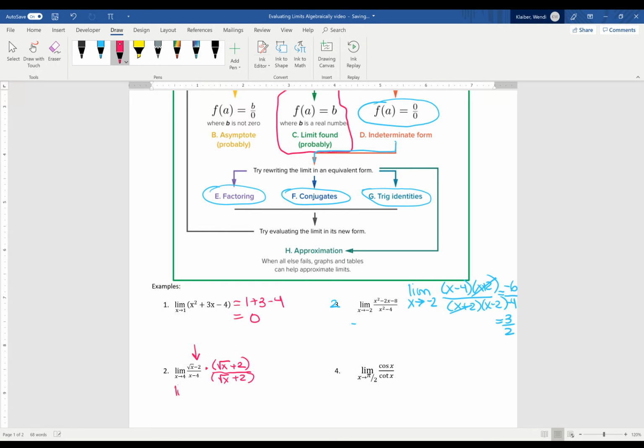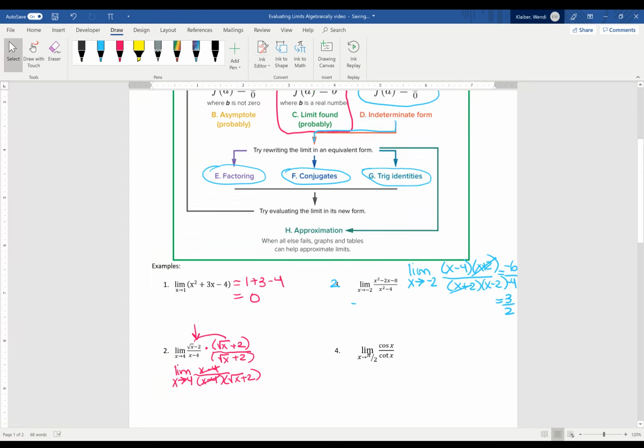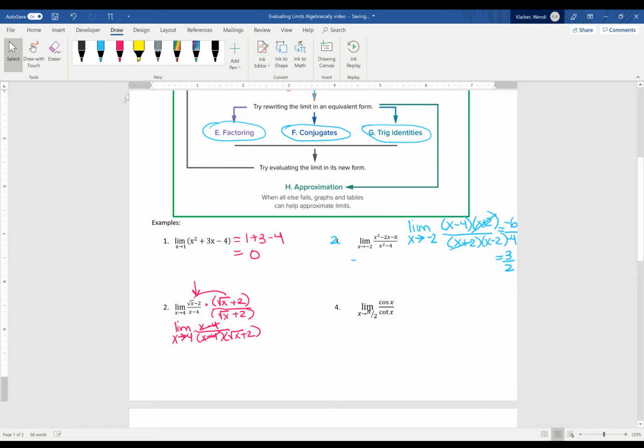So I rewrite limit of x approaches 4 because I have not found the answer, and I distribute this, and I'm going to get x minus 4 in the numerator, all over, in the denominator, x minus 4 times the square root of x plus 2. Oh, this is looking good. The x minus 4's reduce out. So then I have the limit as x approaches 4 of 1 over the square root of x plus 2. Now if I substitute in 4, I'm going to get 1 over 2 plus 2, which is 1/4. Woohoo! That was our conjugate example.